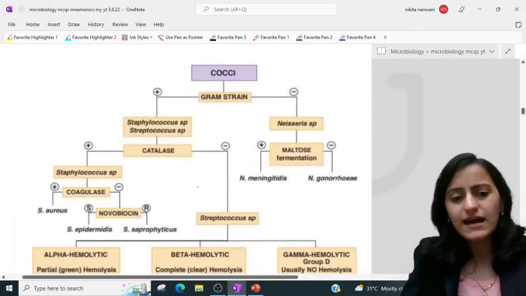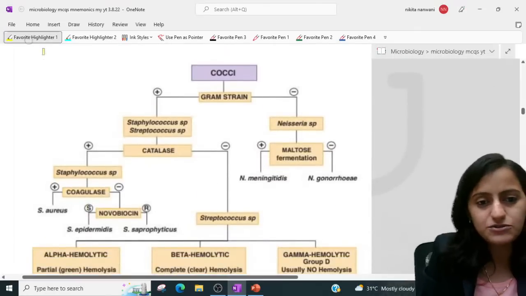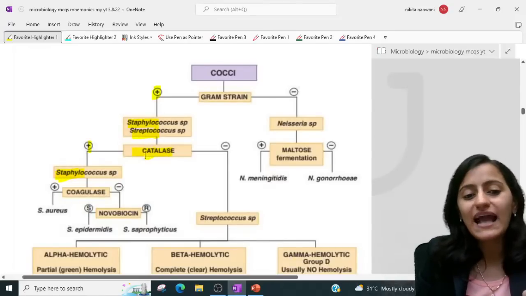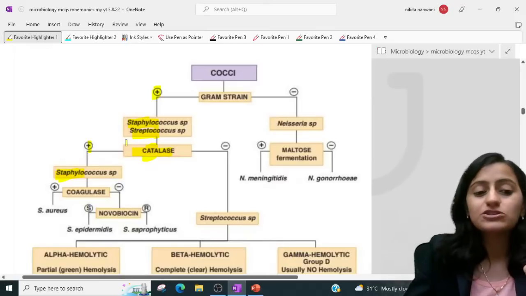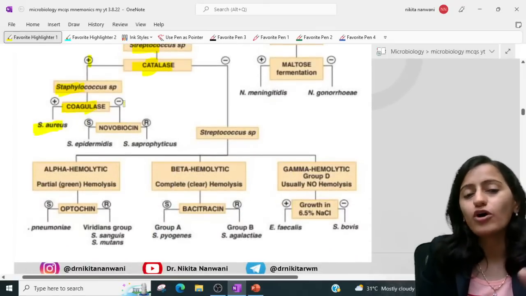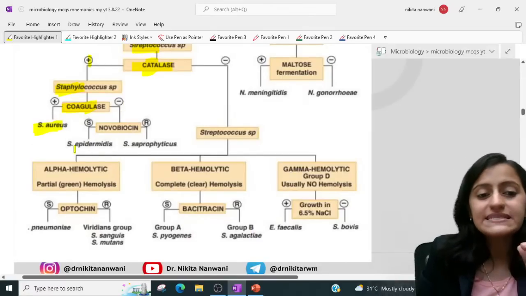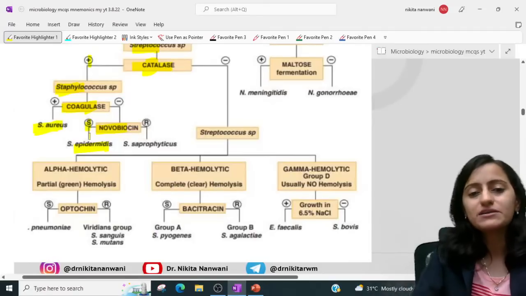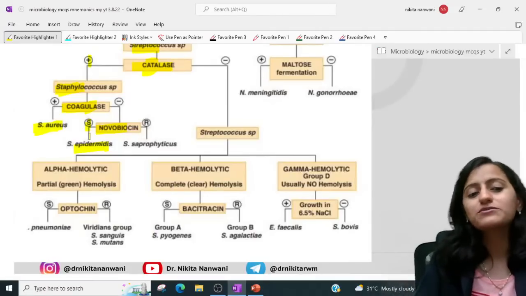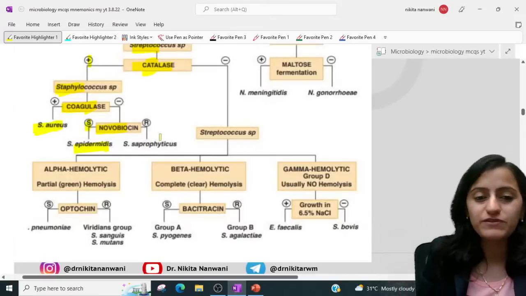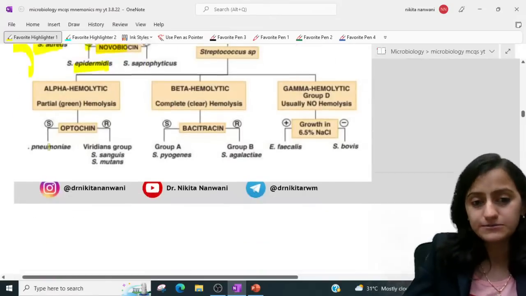So look at this flow chart here, which tells you about the gram-positive cocci, that is Staph and Strepto. Out of that, Staffy cat. Remember the name of the cat, that is catalase, is Staffy. So Staffy is catalase positive. Even in that, coagulase positive is only Staph aureus, the rest are negative. Staph epidermidis is novobiocin sensitive. Remember, something which is on the epidermis, you put an ointment like novobiocin and it is sensitive. Saprophyticus is resistant. That is what we need to know here.